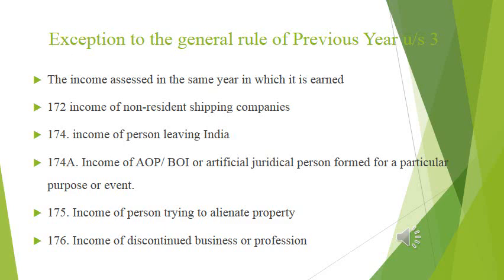The next one, income of a person leaving India. Another one, income of an AOP, that is an association of persons, body of individuals or artificial juridical person formed for a particular purpose or event. And the next one, income of a person trying to alienate property. And the last one, income of discontinued business or profession. These are all the cases in which income is assessed in the same year in which it is earned. So these are the two important exemption cases we have discussed.